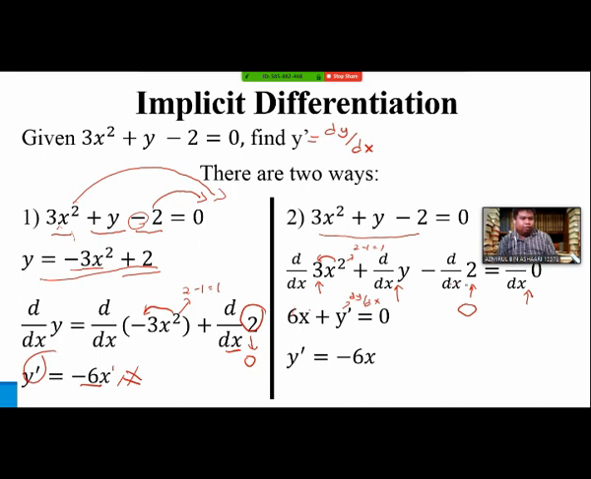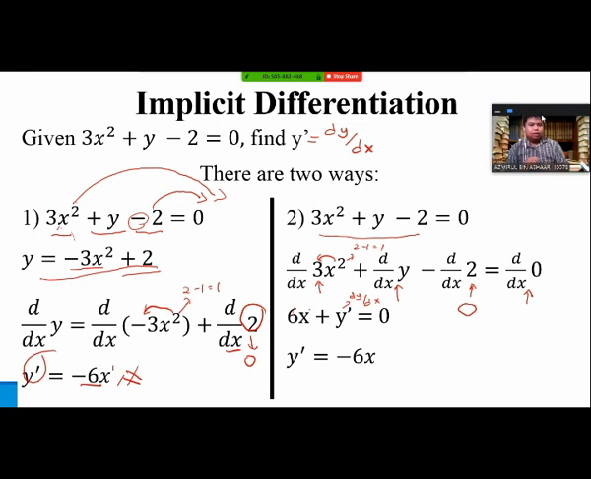And of course, you differentiate for 0, it is of course equal to 0. So it becomes 0. 0 is also a constant. So at the end, I just move this one to the right side. It becomes y prime dy dx equal to negative 6x. Positive moves to the right side becomes negative.